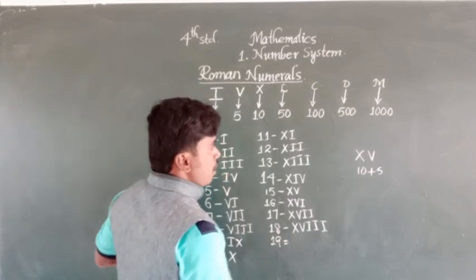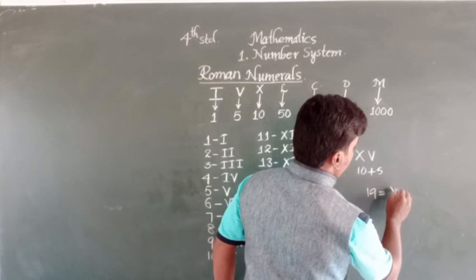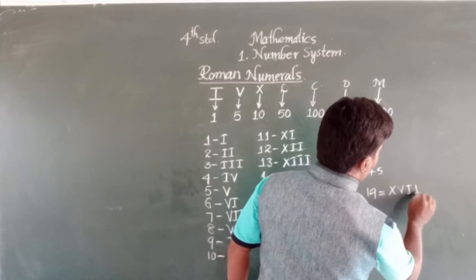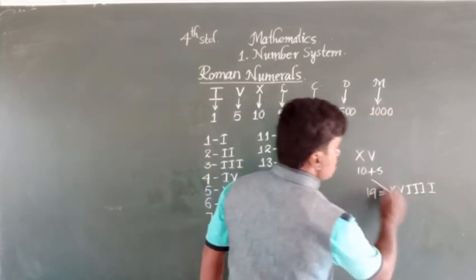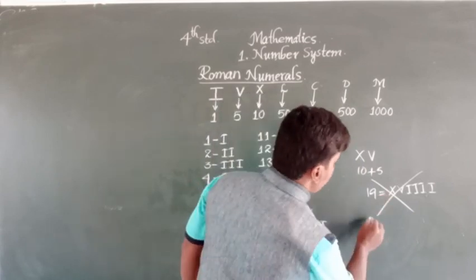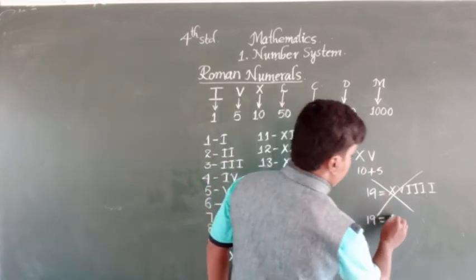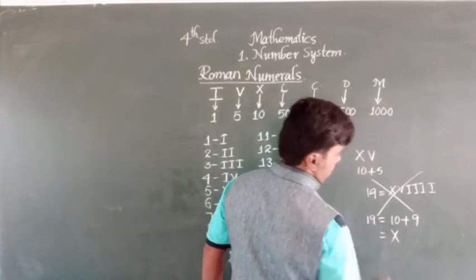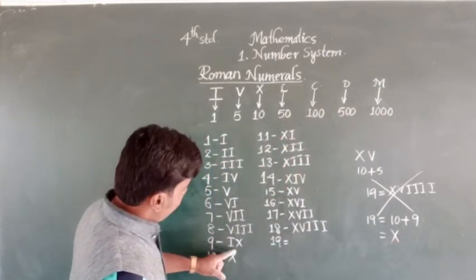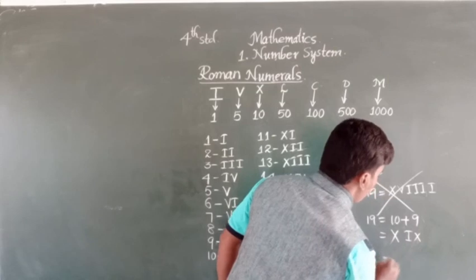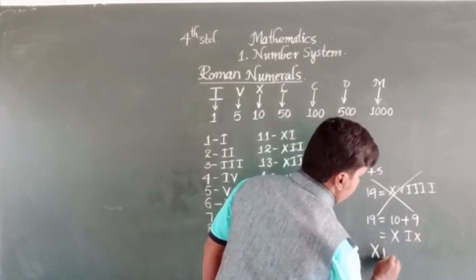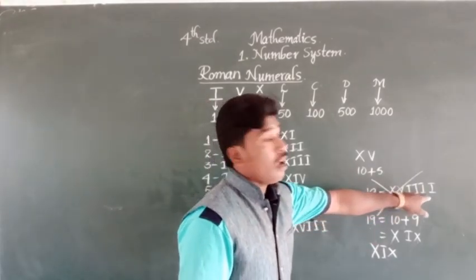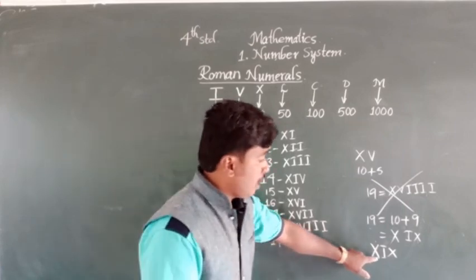19. You should not write it in that way. It is not possible, dear children. So how to write 19? 19 can be written as 10 plus 9. How to write 10? X. How to write 9? Observe here. 9 is IX. So 19 can be written as X followed by IX. You should not write it as XVIIII. So you should always write it XIX.